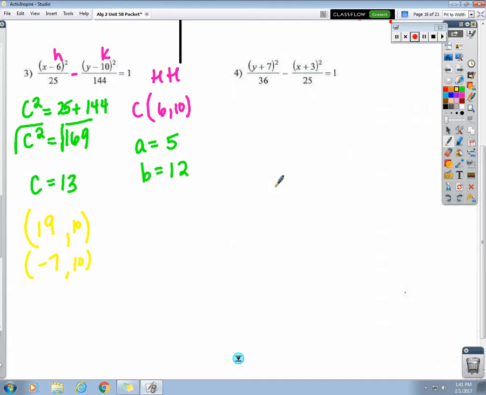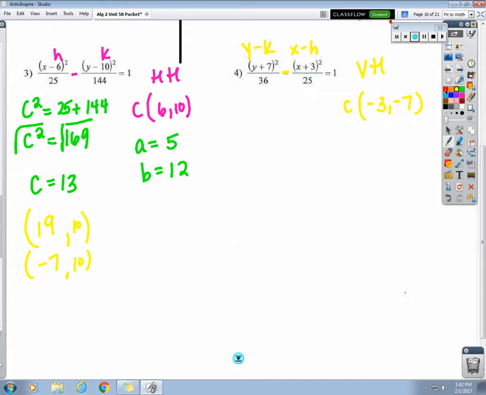Is this an ellipse or hyperbola? Hyperbola, because it's a minus. So focusing on hyperbolas, y comes first, which means it's what kind of hyperbola? Vertical. What's the center? Very good. Negative 3, negative 7. This is the trickiest time to find the center because remember, this is y minus k over here. So 7 is in the k place. And this is x minus h over here. So 3 is in the h place. But you always do the opposite sign, remember.